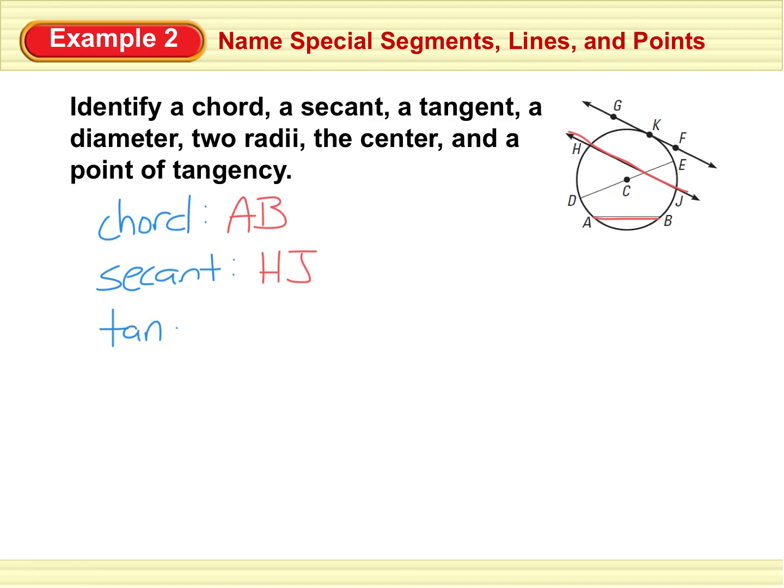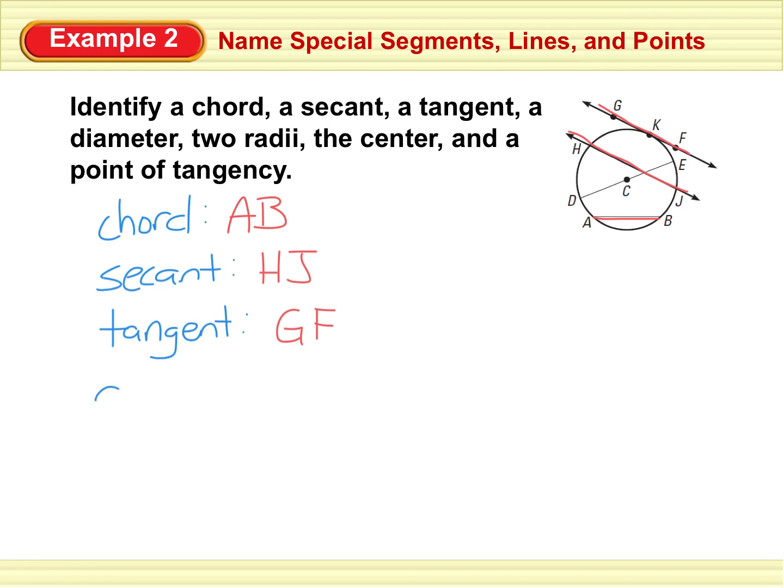Tangent. What's the definition of a tangent line? On the outside, only touching it once. So what's that line? GF. Why can't I call it GK? Because K is the middle point. Right. K is the middle point. Could I also call it FG? Yes, I can.